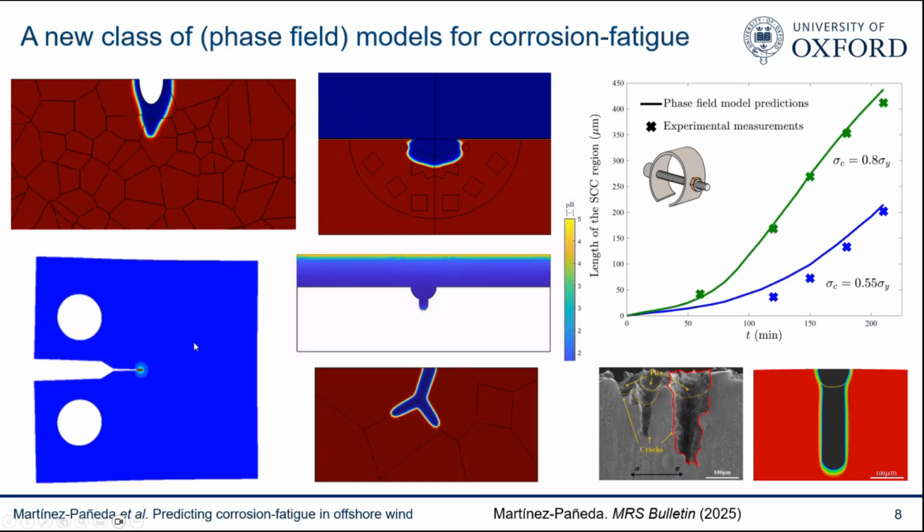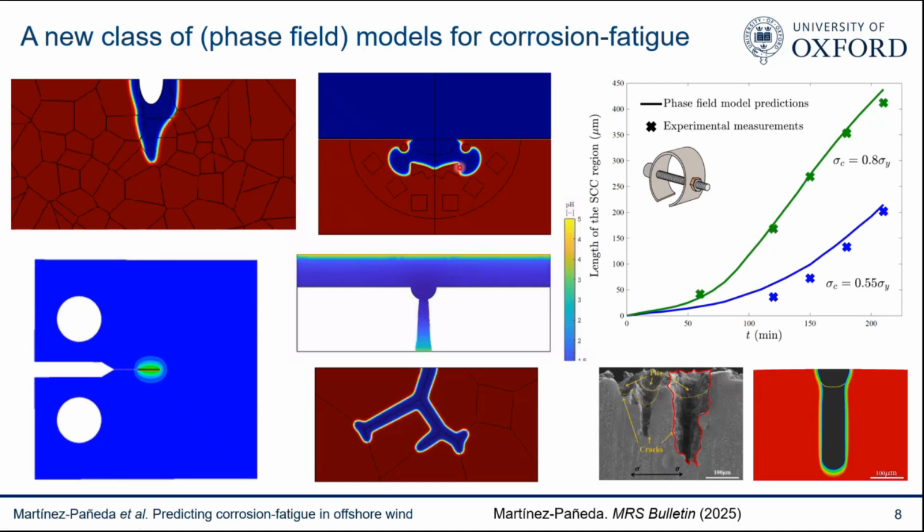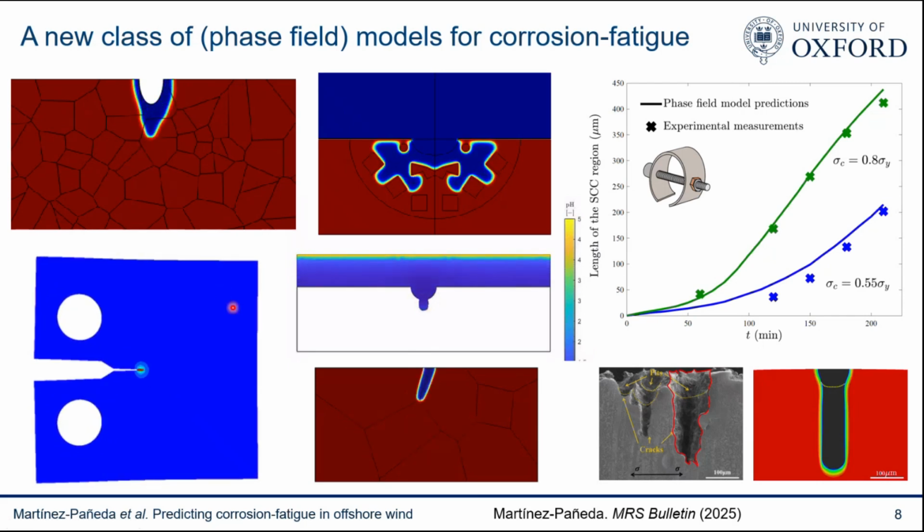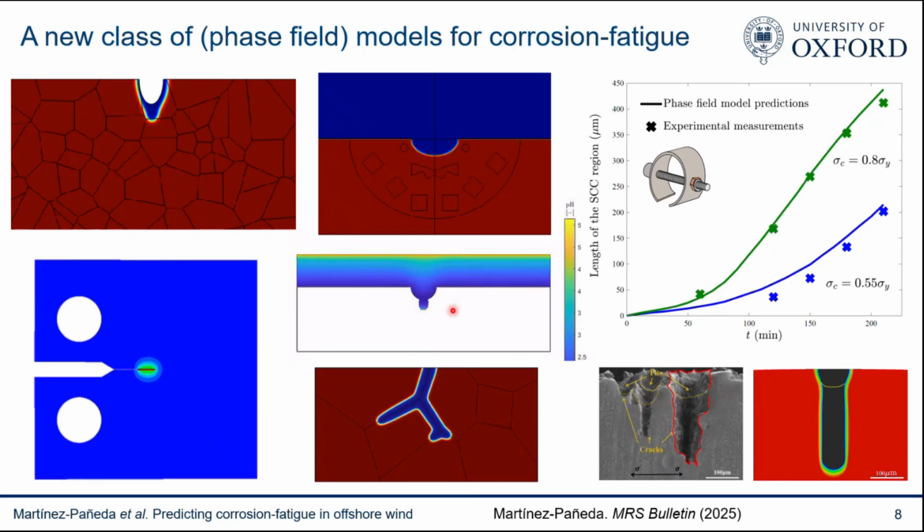They are known as phase field models or multi-physics phase field models, and they enable tracking the evolution of interfaces, such as the evolution of corrosion pits or fatigue cracks, while at the same time, they allow you to explicitly or directly incorporate all the electrochemomechanical phenomena that are taking place.